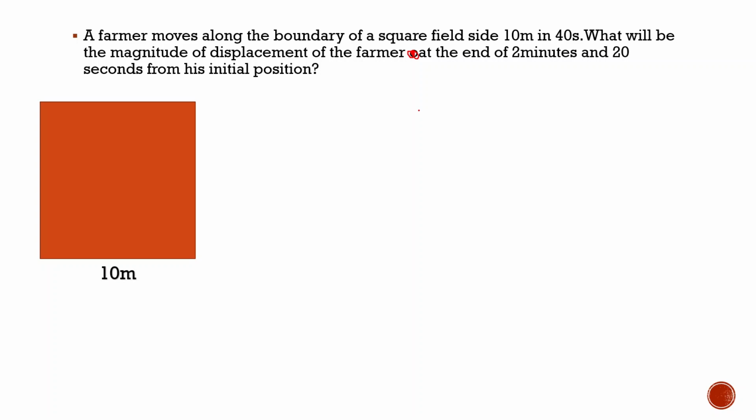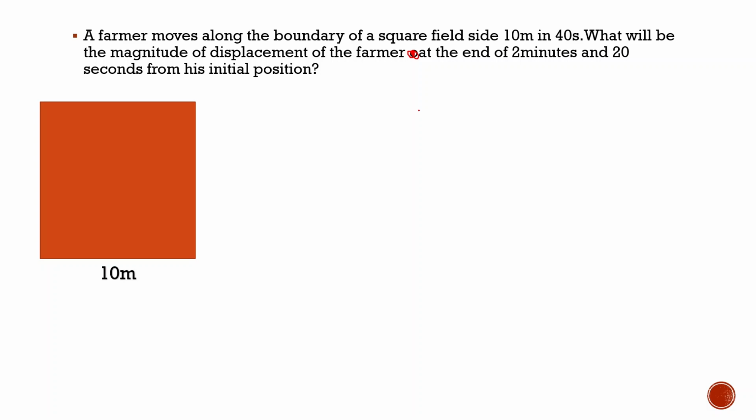So what will be the magnitude of displacement? Mention the word displacement at the end of 2 minutes and 20 seconds from its initial position. So 2 minutes and 20 seconds convert into seconds. 2 minutes is nothing but 120 seconds. How? 60 seconds into 2. 2 minutes and 20 seconds is nothing but 120 plus 20 seconds, which is equal to 140 seconds.